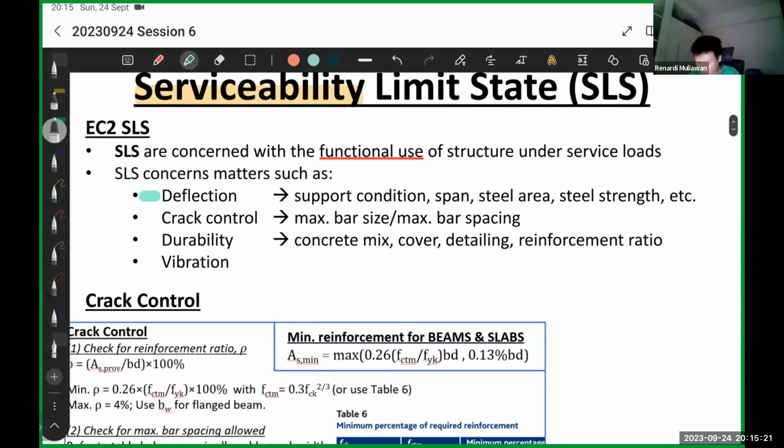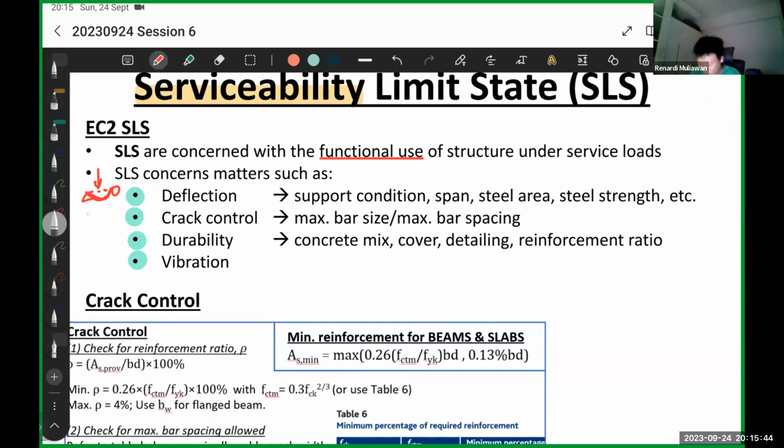Under SLS, there are a few checks: deflection, crack control, durability, and vibration. Deflection means basically how much the beam bends down. So this is the initial position, then if you put some load, it will deflect down like this. There's a limit on how much it can deflect down.